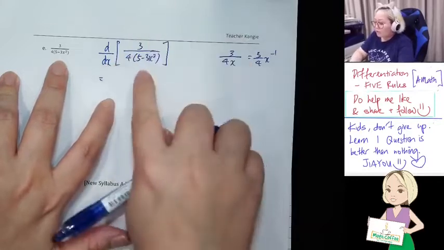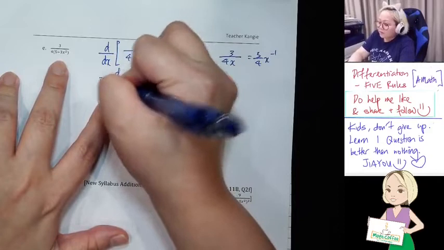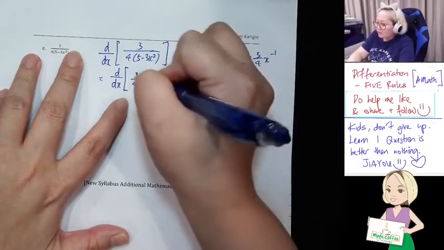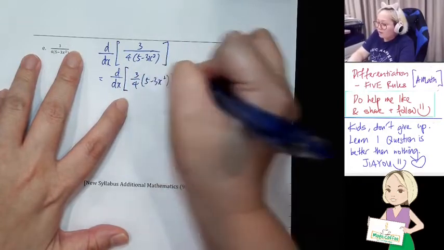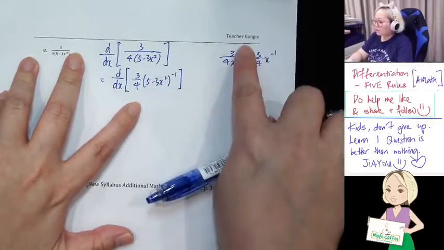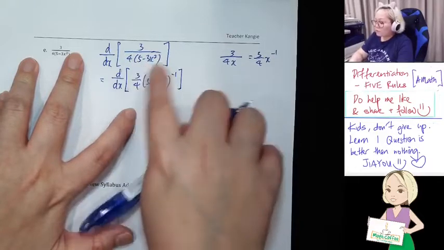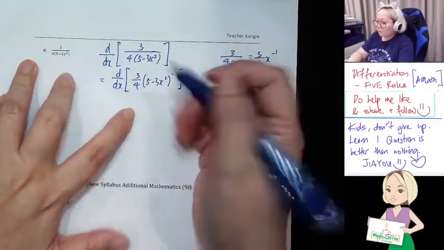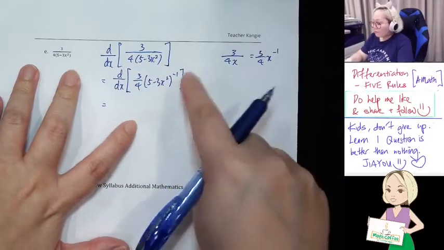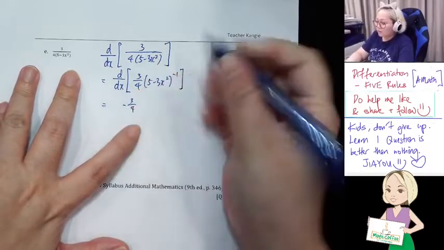I'm going to change the form first. When I'm changing the form, I'm not differentiating, that's why you see that my d dx is still here. I just change it to 3/4, 5 minus 3x squared to the power of negative 1. All I did was bring the x to the top, so it becomes to the power of negative 1. Over here is a bracket, so I bring it up to the power of negative 1. So I'm ready to differentiate. Power bring down, negative 1 times 3/4 is just minus 3/4. Copy.